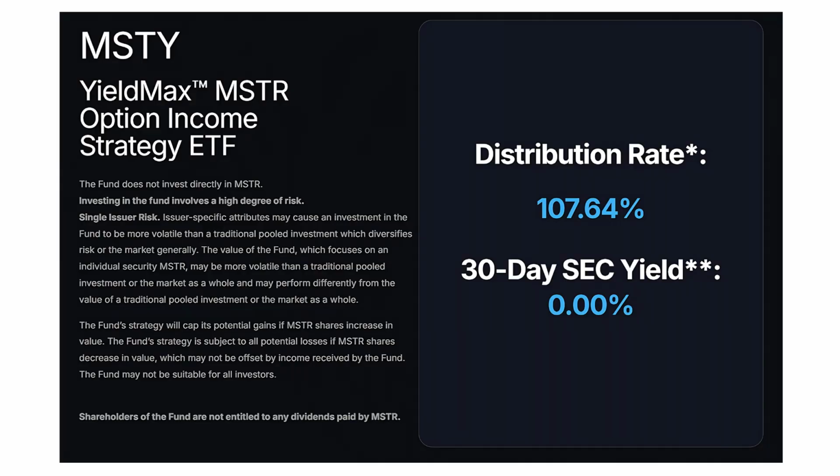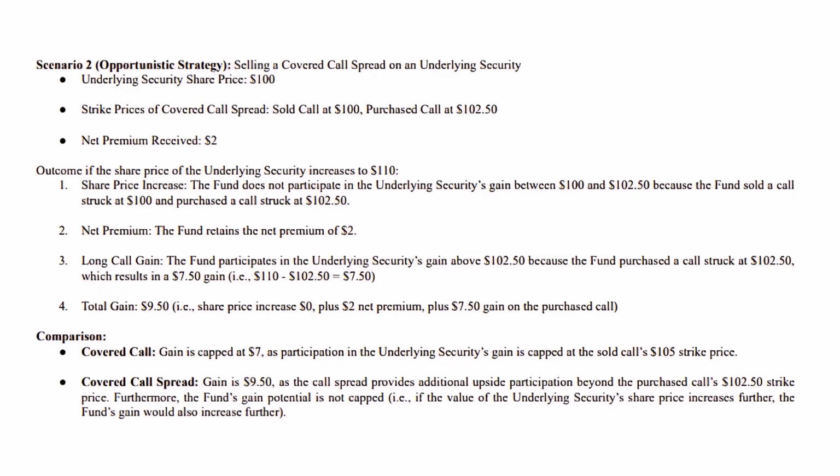So currently MSTY has a distribution rate of 107%. That's a big number. They're allowed to sell, they can sell call spreads. So they'll sell something at the money and they'll buy something above, and if the price gets in between, you get nothing. You're just going to get the differential between what they sold it for and what they bought the call for. If it goes above that call, that's when we start making money again. Yes, I know this is not the typical P&L of an options trader.